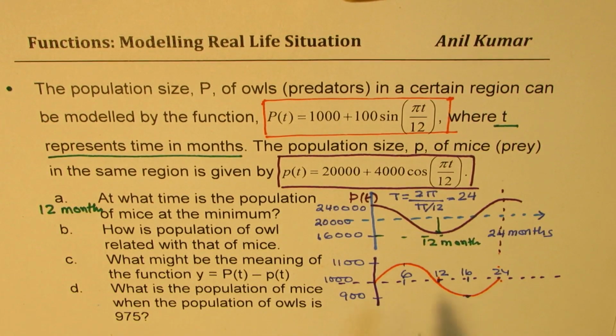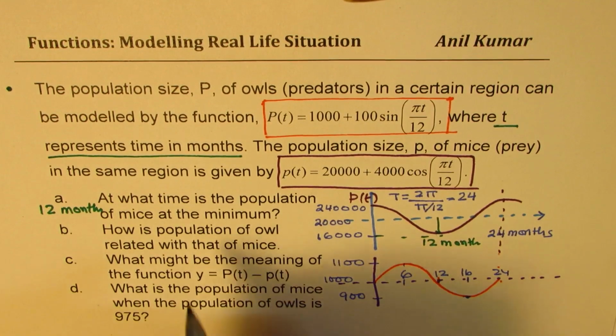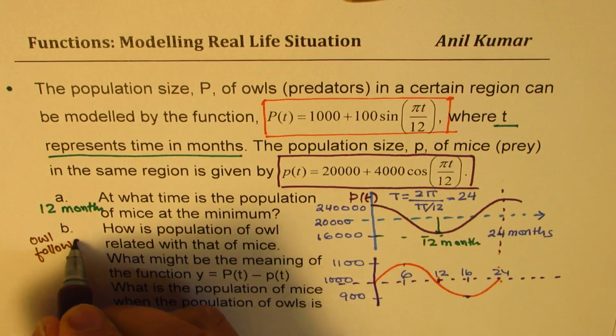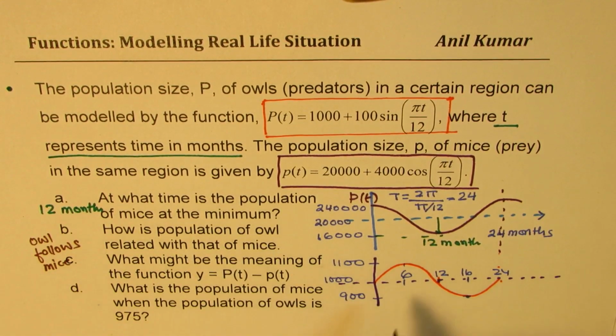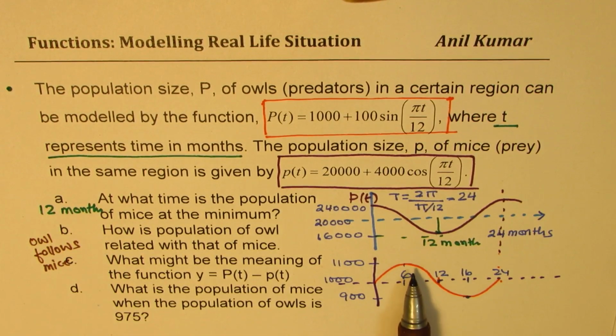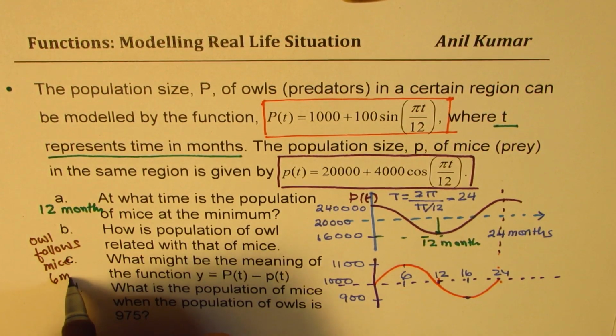So from here, what we can see is that the population of owl follows that of mice. That is an easy and understandable term to use. So we say the population of owl follows mice. Does it make sense? It kind of lags behind, but it's just catching up, right? As the mice population falls, this also starts falling, correct? And it actually reaches its maximum after 6 months. So there is a 6-month gap, a phase. You can say that.